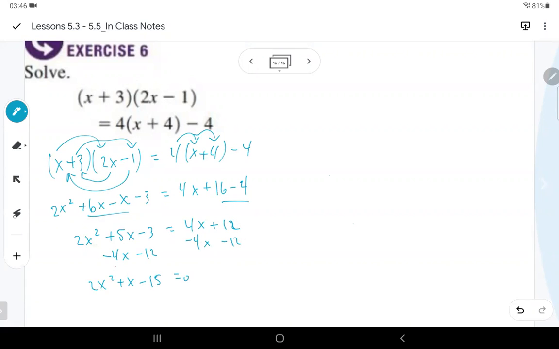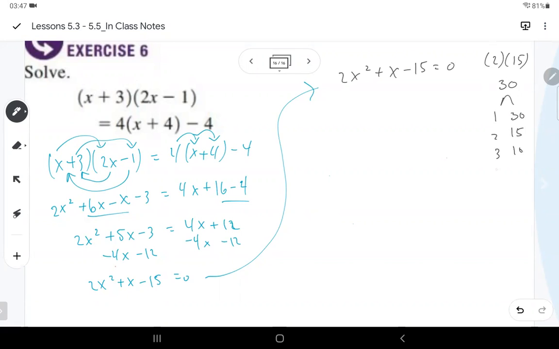Here we need to realize that we can't pull anything out, and we have a more than one up front. Let me rewrite this because now it should be jogging your memories on how to solve this. So we're going to do 2 times 15, and that gives us 30. We need factors of 30 that have a difference of 1. And that is 5 and 6.